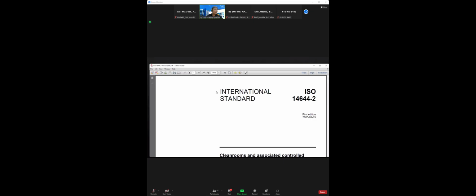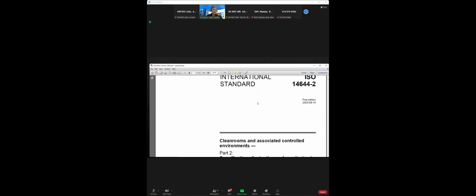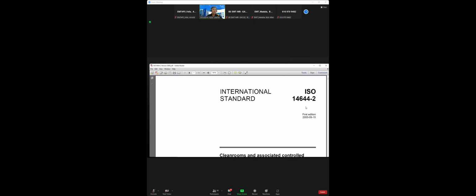All right, this is the international standard ISO 14644-2. The 14644-2 is the specification for testing and monitoring to prove the continued compliance with ISO 14644-1. We are talking about ISO 14644-1, and to give a conclusion that the clean room really complies with ISO 14644-1, you need to use this ISO 14644-2.